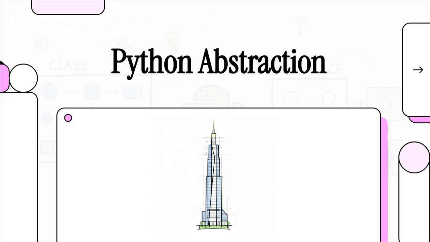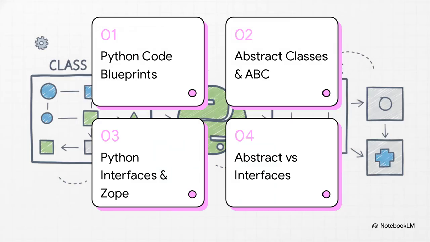All right, let's dive right in. Here's our roadmap for today. We're going to cover blueprints for Python code, abstract classes in ABC, Python interfaces with Zope, and finally, a technical showdown, abstract classes versus interfaces.